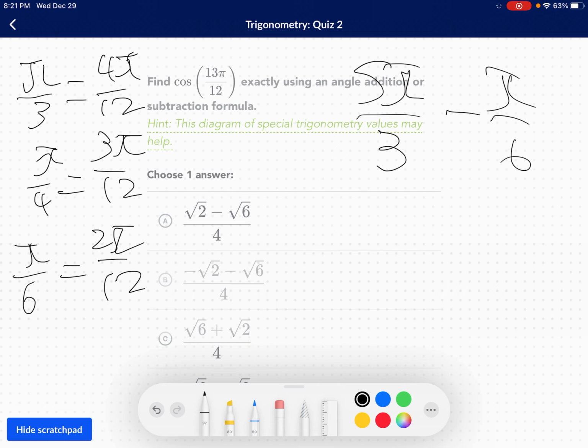Yeah, I think I'll do that. 5 pi over 3. That's, wait, no, 4 pi over 3. Wait, what am I doing? How about 5 pi over 4? I think that's what I meant. 5 pi over 4, because that's 15 pi over 12. Yeah, okay, this works.